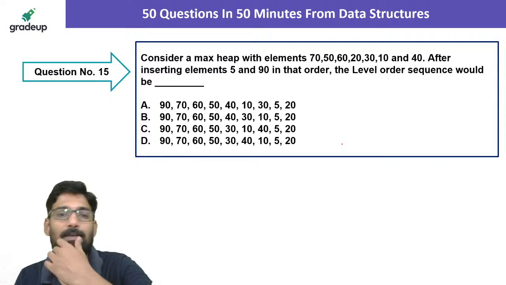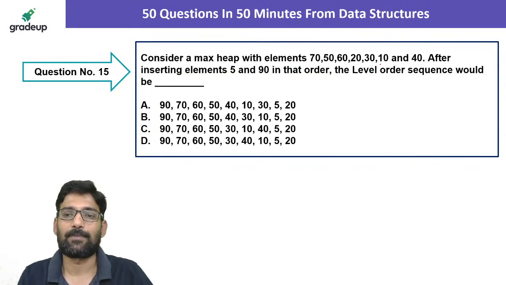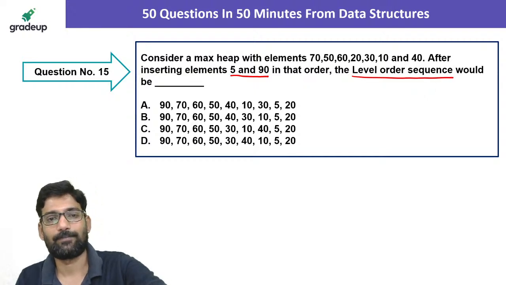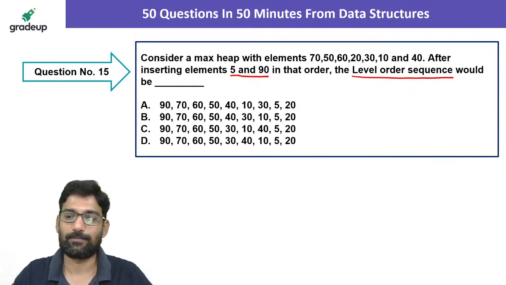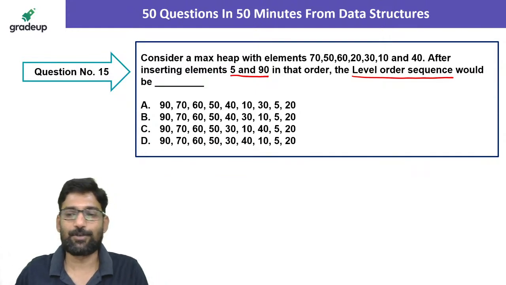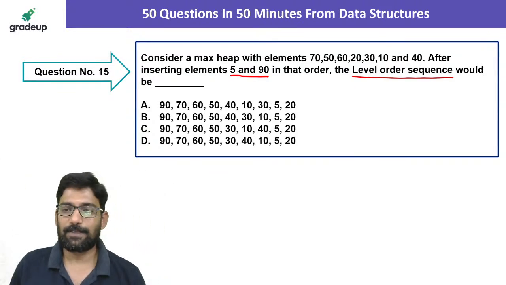Okay. Question number 15. Consider max heap with elements. After inserting elements 5 and 90 in that order, the level order sequence would be. Sure Vinod. So what is the answer for this question? Question number 15.